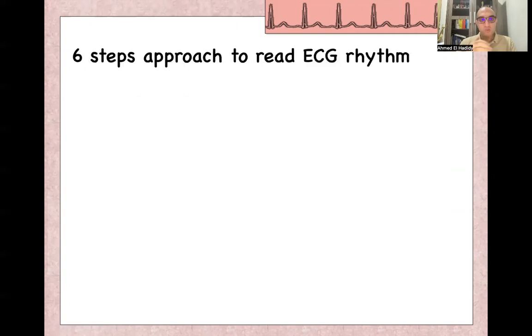We use what we call a 6 steps approach to read ECG. 6 steps approach, 6 questions. When you answer these 6 questions, you will have the ECG rhythm. First question, is there any electrical activity or no?